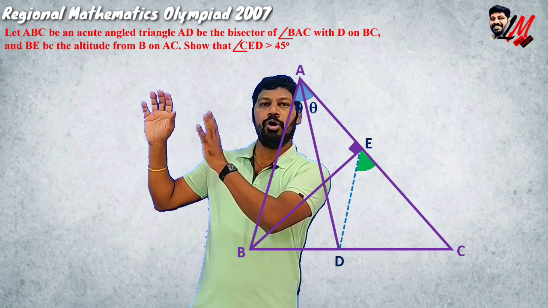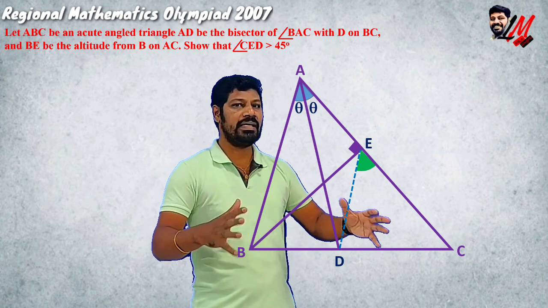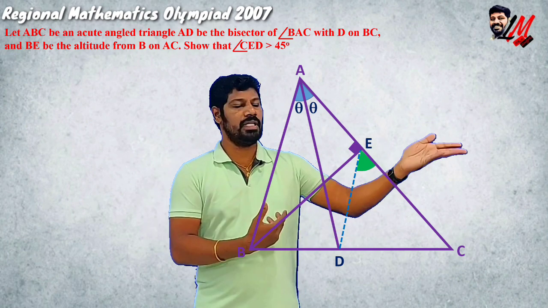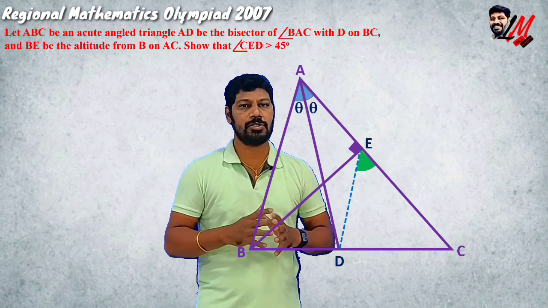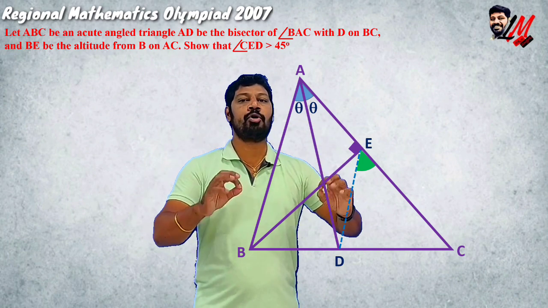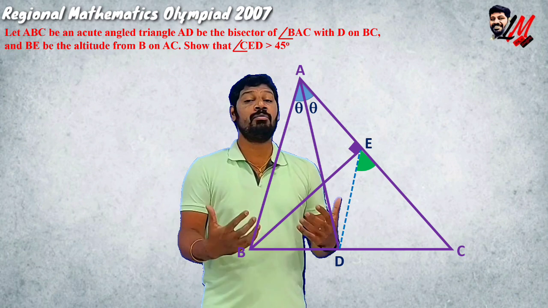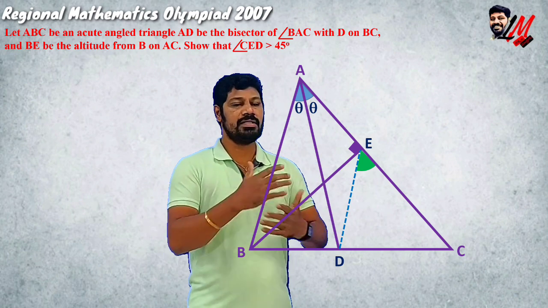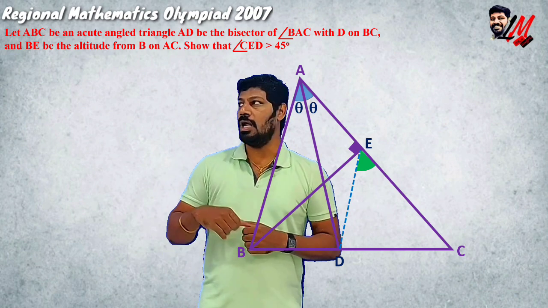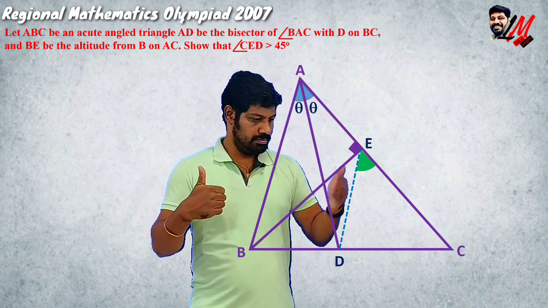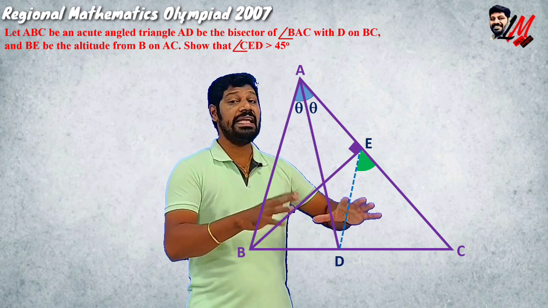So this is the most tricky problem, the most typical problem to understand, to solve, and to apply the things I explained. The beauty of the entire problem lies in the construction. How we are going to change the diagram according to our requirement is the beauty behind this problem. So now, angle CED is greater than 45, which is what we need to prove here.